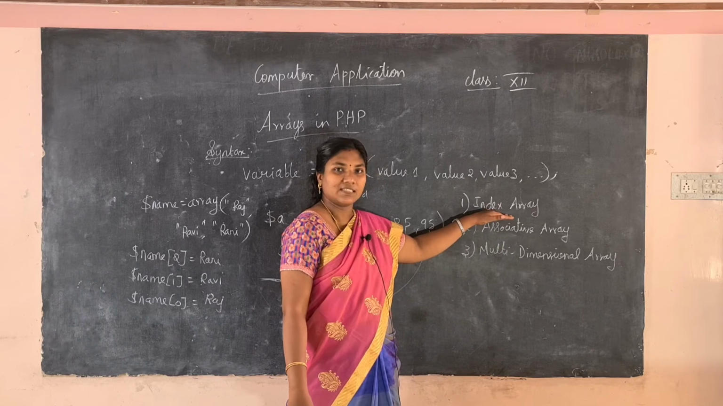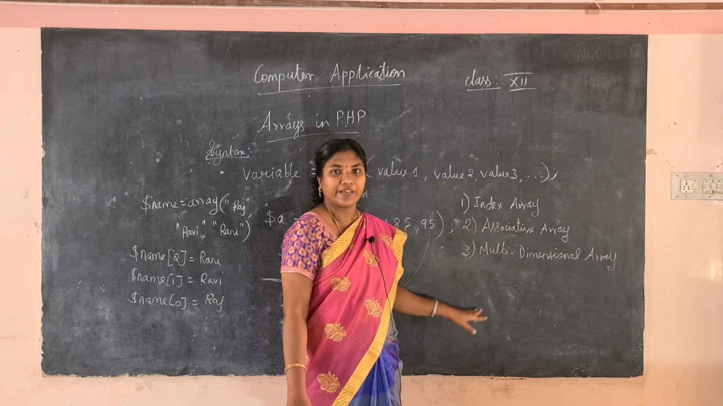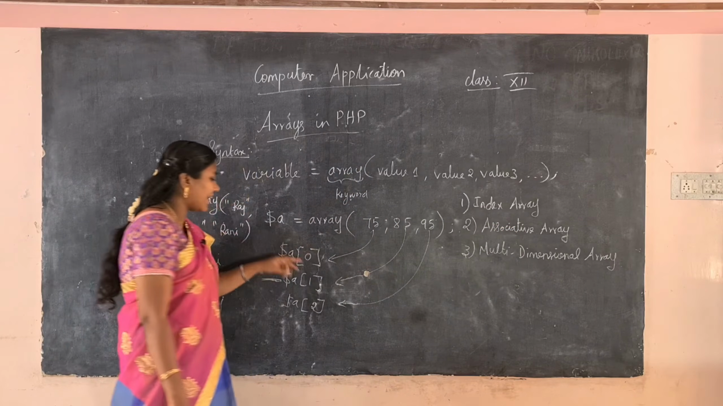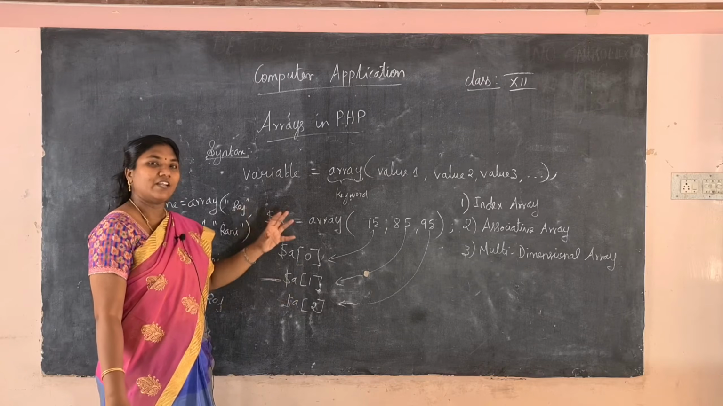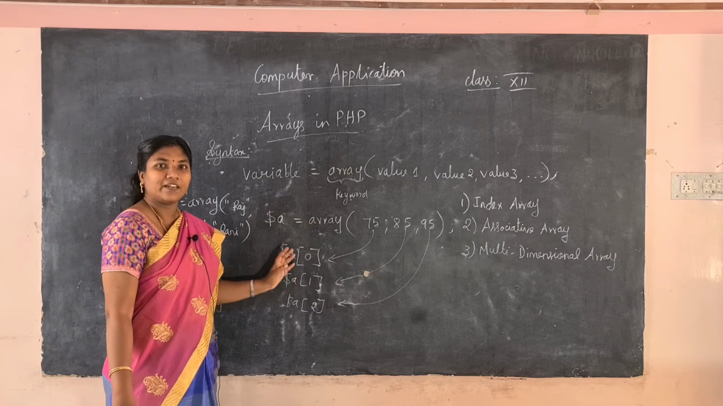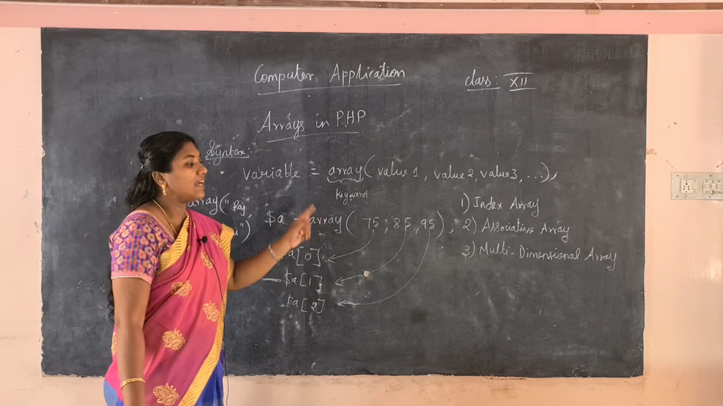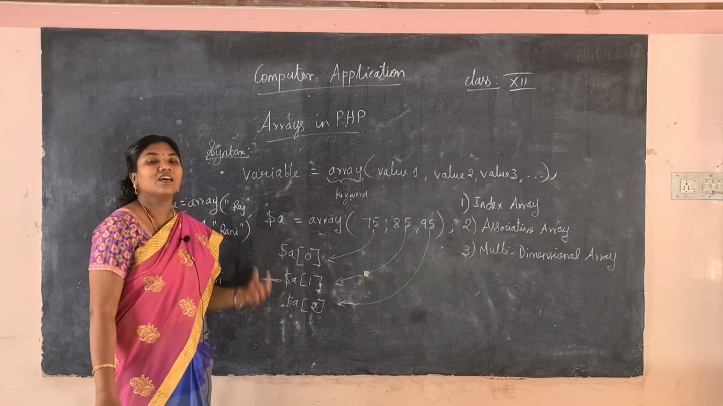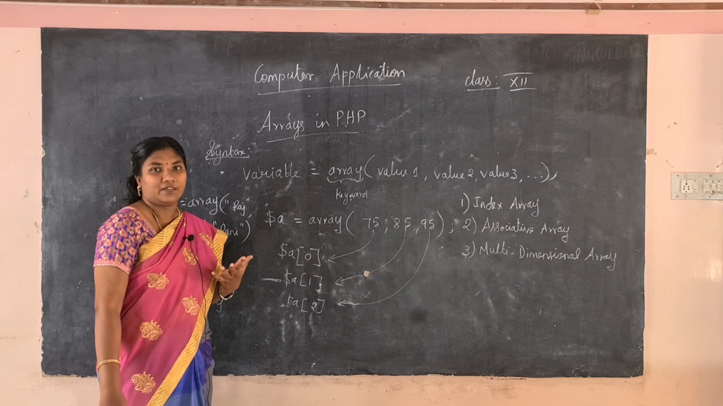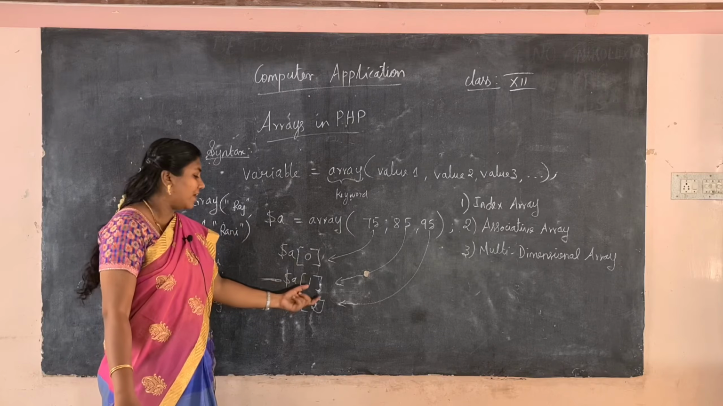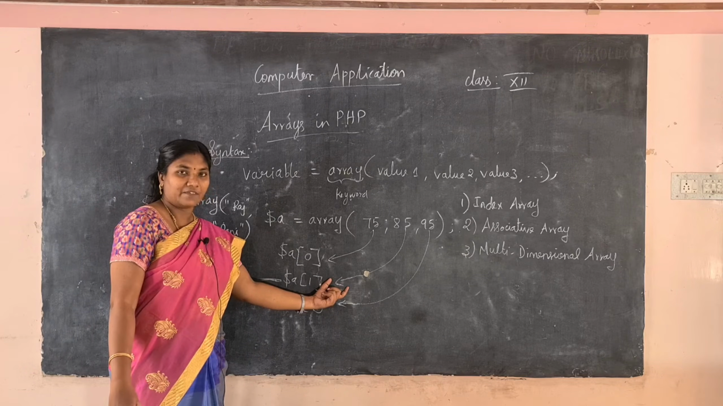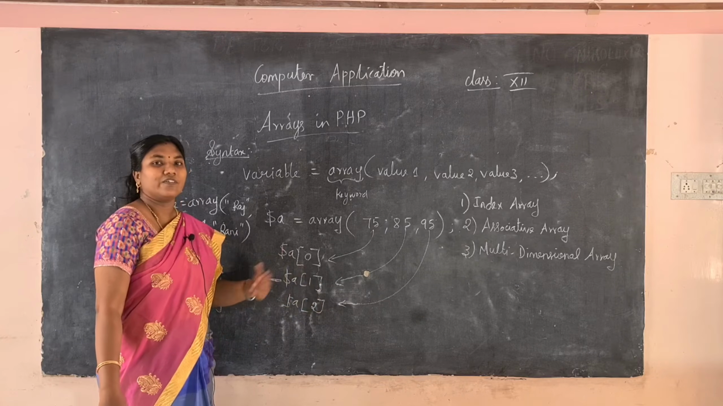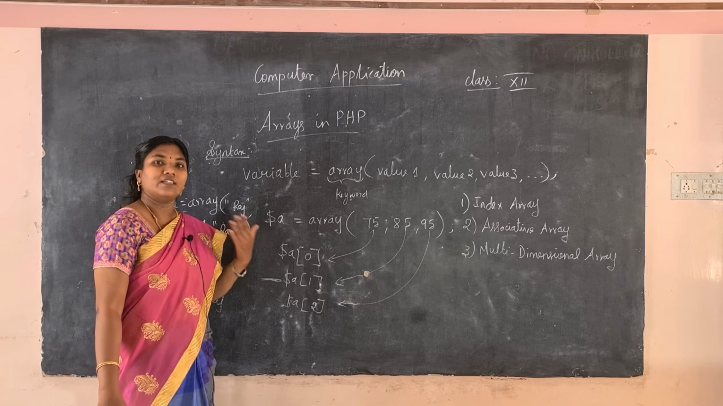So the index array is the basic type of array which we have seen. Index array means they have the index number, and the associative array means for each value there will be a key. When I explain it, you can understand it easily. And multi-dimensional array means we can have more than one array. Here we are having only one dimension. If you have a second array within this, then it will be 2 dimensional. Like that you can create 3, 4, 5 dimensional arrays, but when it exceeds 3, it will be more complicated.